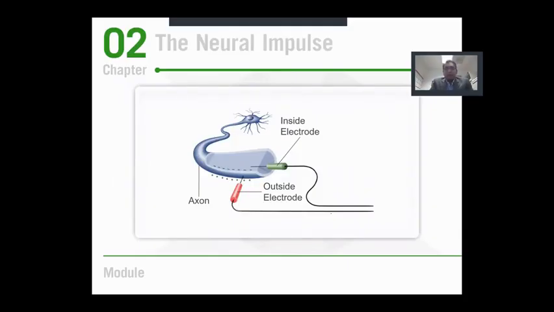Now, the electrical messages that are generated in the neuron are called neural impulses or action potentials. Now, when a neuron is at the resting phase, when it is not carrying information, it has a negative charge inside and a positive charge outside. In fact, there is a potential difference between the inside and outside of the axon of a given neuron, so much so that there is always a potential difference of negative 70 millivolts. And this is called the resting membrane potential.